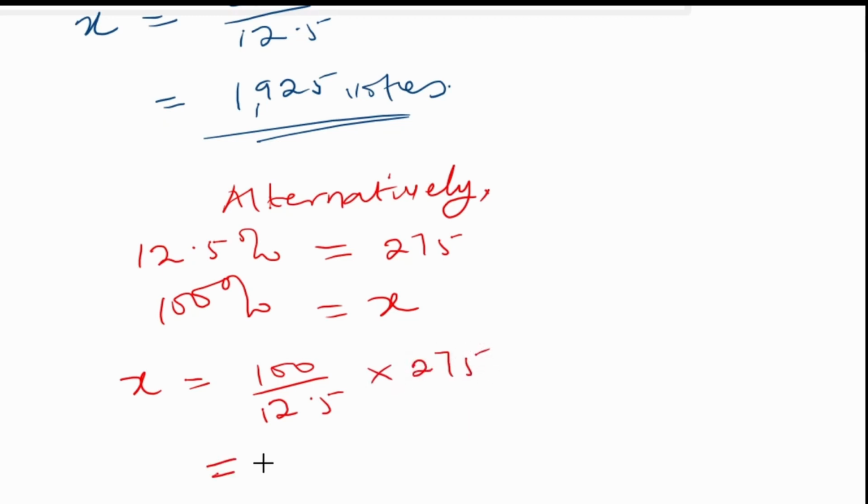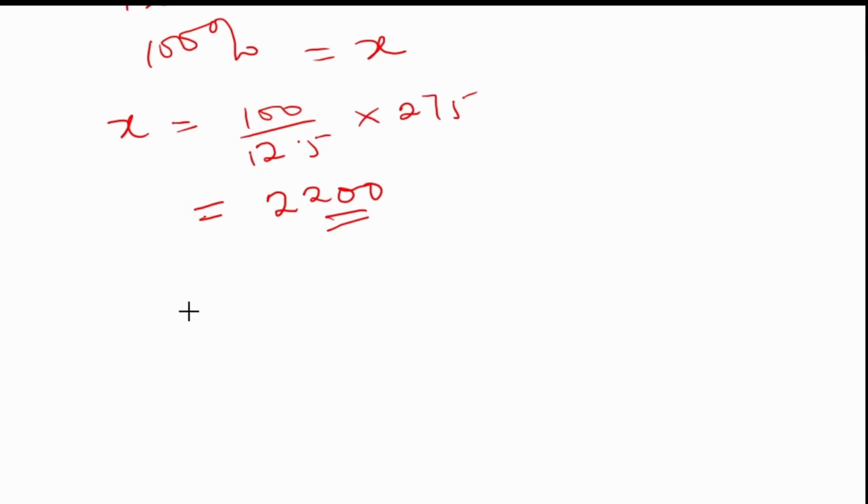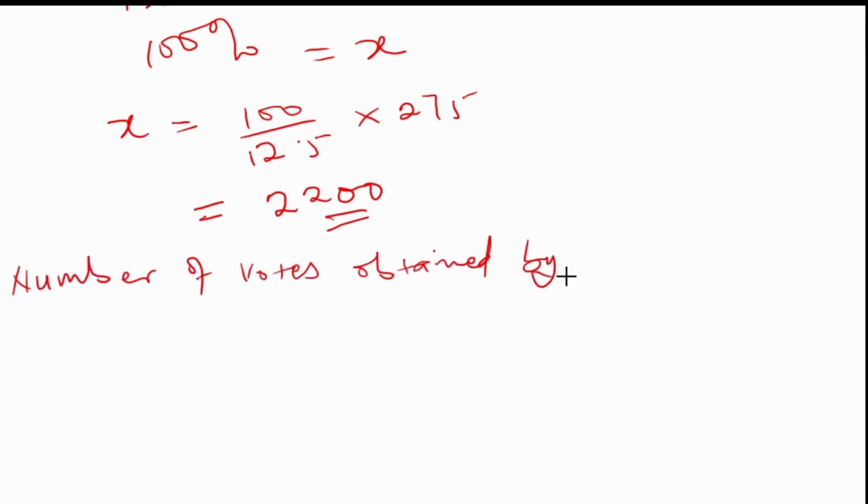And using our calculator, that is going to give us 2,200 votes. But remember, the 2,200 votes is the total vote cast. So for us to find the votes obtained by the winning candidate, we have to subtract the other candidate's vote, which is 275, from the 2,200.